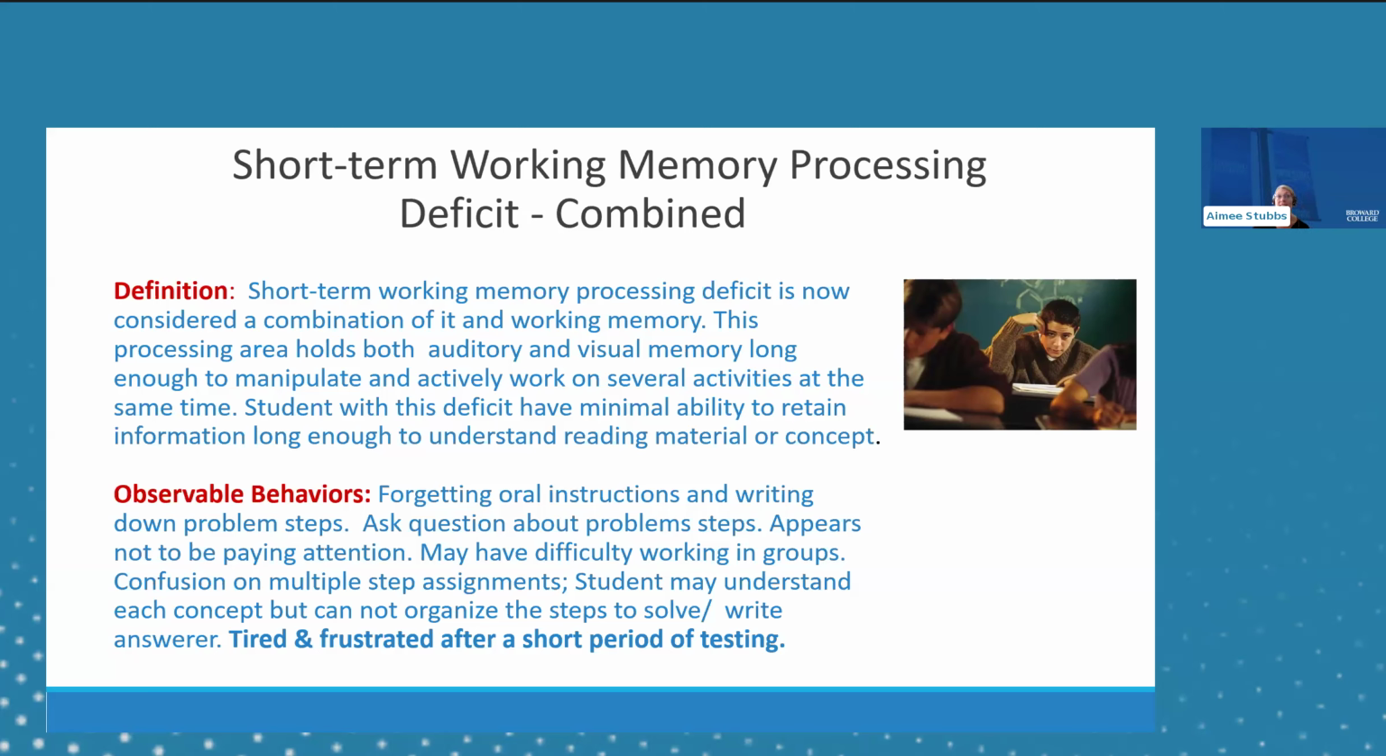Observable behaviors, what might you see in the classroom: forgetting oral instructions and writing down problem steps. They might ask questions about problem steps, and it might seem obvious to you and other people. Unfortunately, many of these students give up, quit, or stop going to class because they're embarrassed that they might ask questions that seem obvious to everybody else. They may have difficulty working in groups because a lot of people do group work and everybody has to do a call out. To them, they might also be processing that information at a different speed than everybody else, or they might have confusion on multi-step assignments.